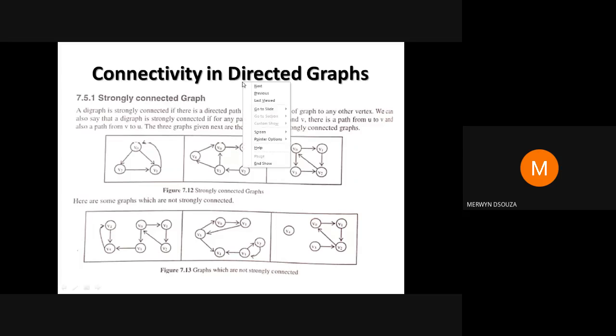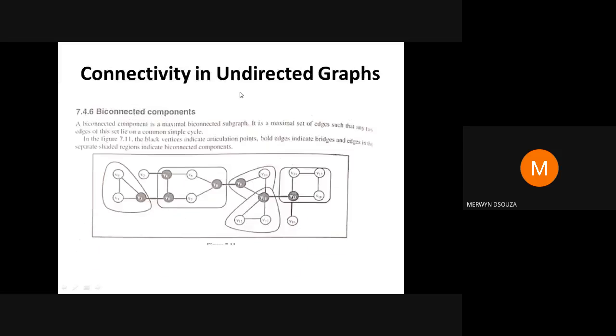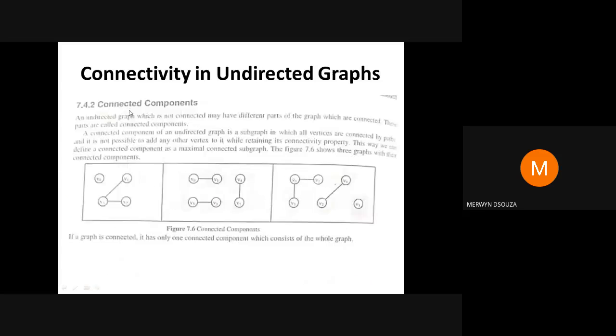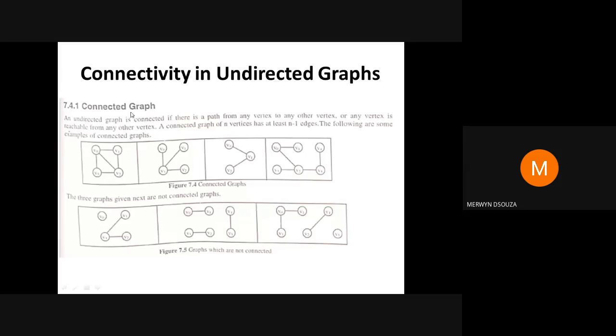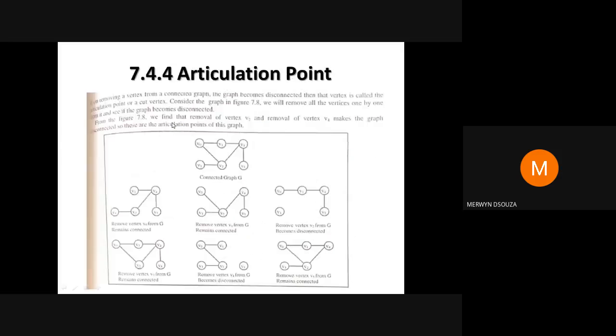So now we are looking at connectivity in directed graphs. Please remember all these topics, like I told you at the beginning of this lecture, all these topics could be asked. So you need to know the examples and the definitions. It could come up to 5 marks. So you need to study all of this properly.